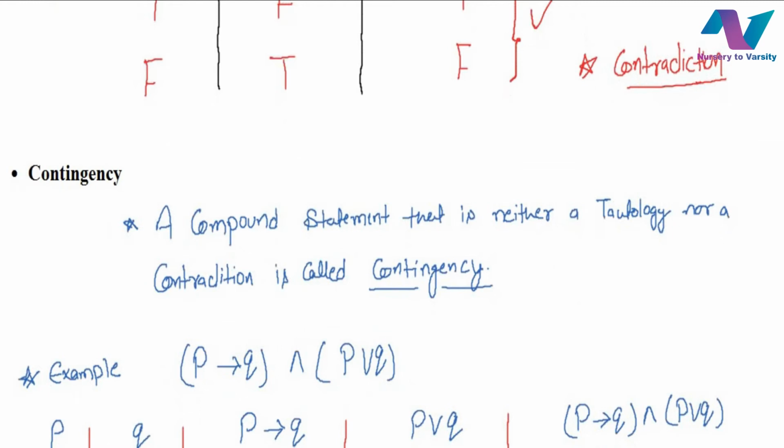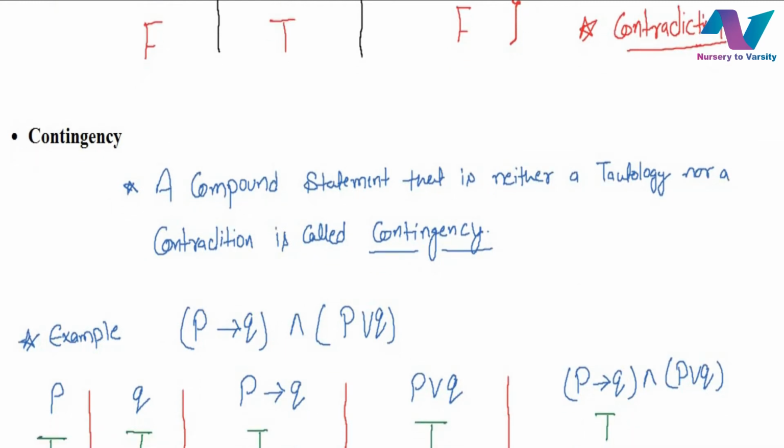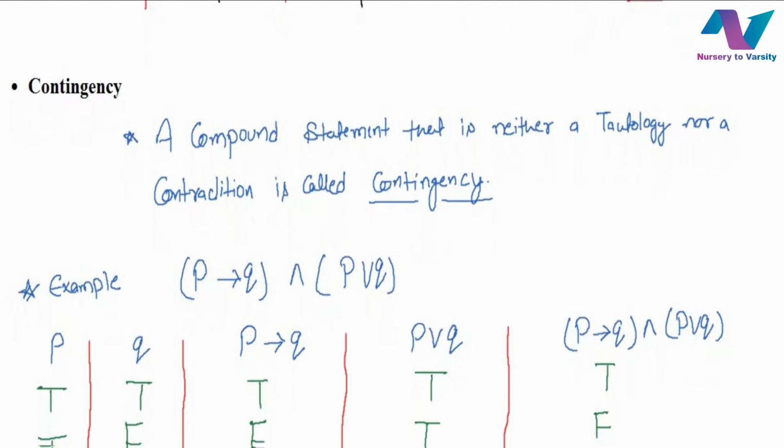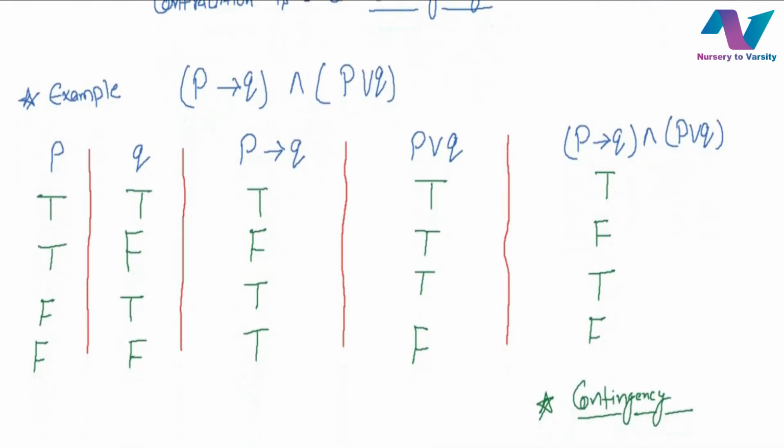Now we are moving towards contingency. A compound statement that is neither a tautology nor a contradiction is called a contingency. Simply put, in the last column we get both capital T and capital F. To solve this, we have another example: P implies Q, AND operator, P or Q. Solving this, we get both T and F in the last column. So we say that this is a contingency.